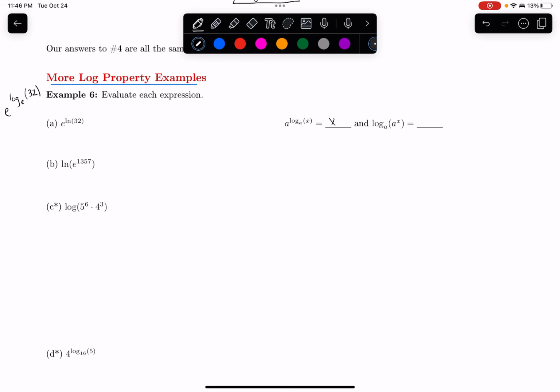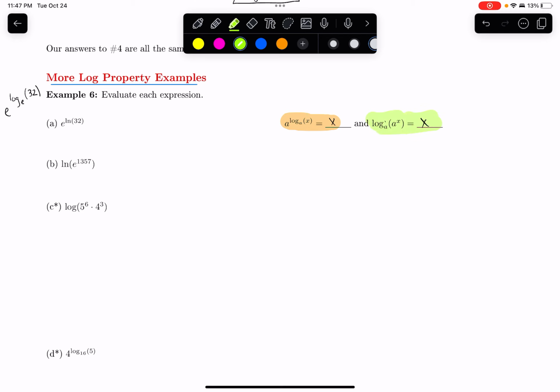Okay, so I'm going to highlight this. This is one of our log properties. We've also seen that if you do it the other way around, if you have the log on the outside and the exponential on the inside, again, the log and the exponential base kind of undo each other because they're inverses, and you'll just be left with that x, that exponent in this case. Okay, so I'm going to highlight this one.